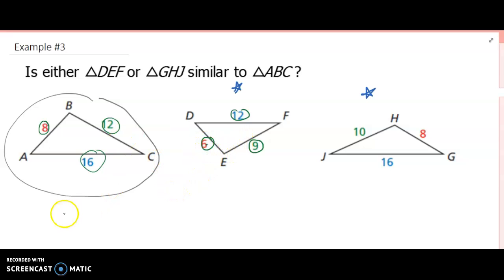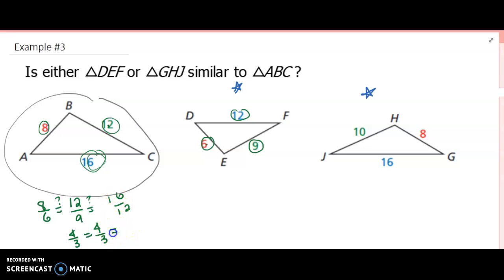Okay, so I'm going to say is 8 over 6 equal to 12 over 9 equal to 16 over 12. All right, so I want to reduce all these. 8 over 6 goes to 4/3. 12 over 9 goes to 4/3.